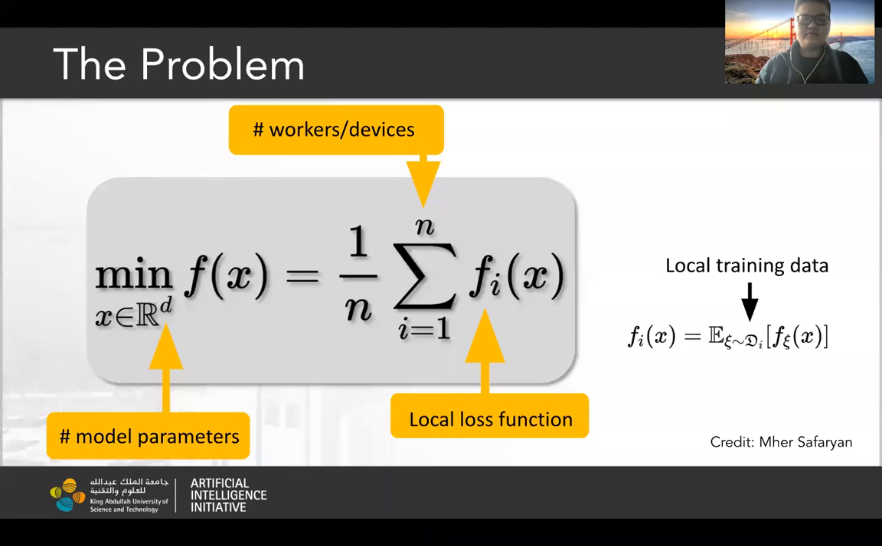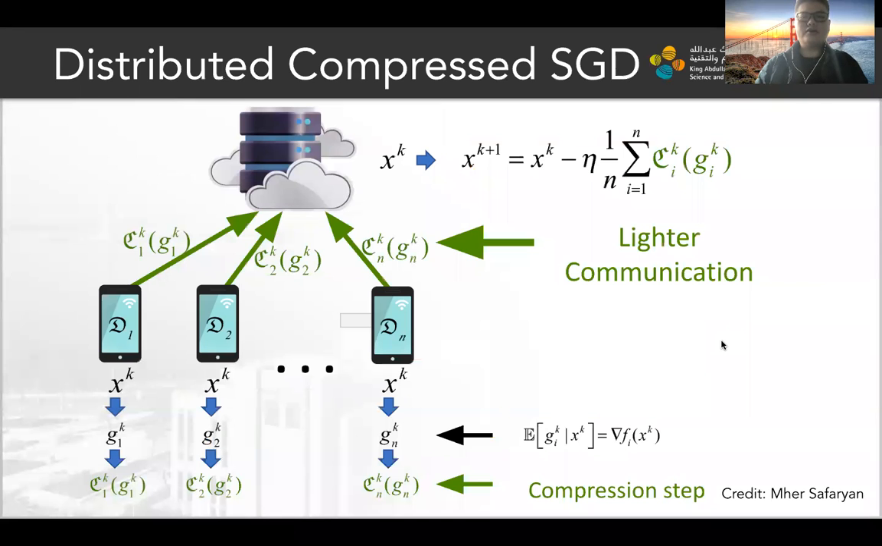The problem we aim to solve is to minimize this function, which is in the finite sum form, and each of the local loss functions is accessed by stochastic oracles. So we want to solve that problem by distributed SGD, and we can do compression on the local stochastic gradients to further reduce the communication cost.